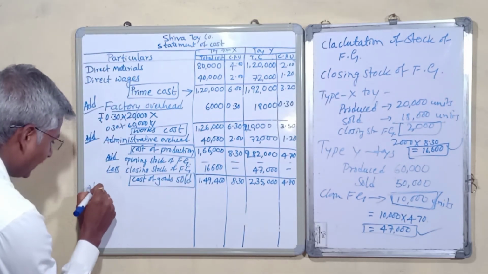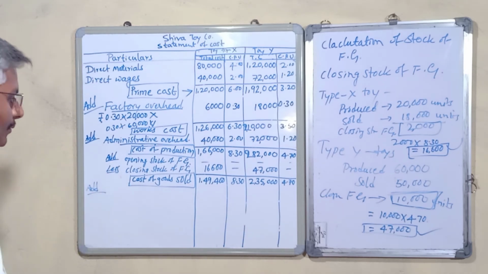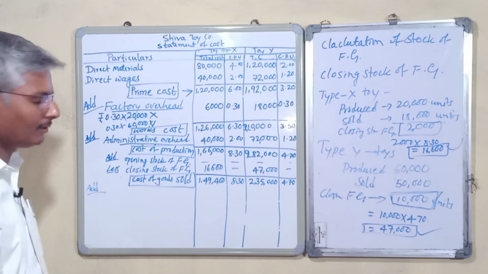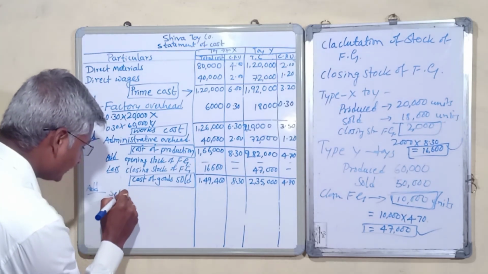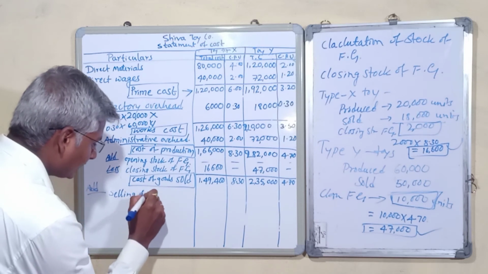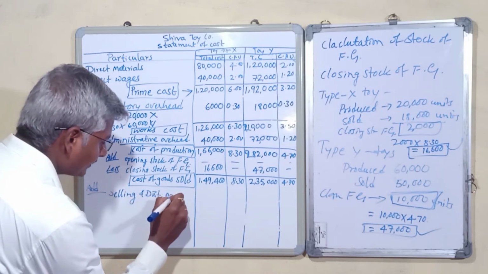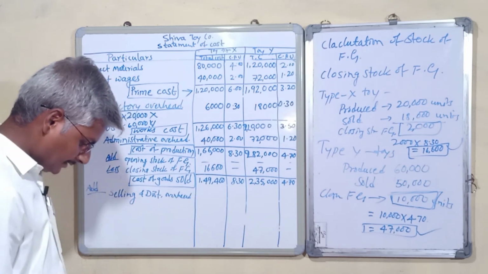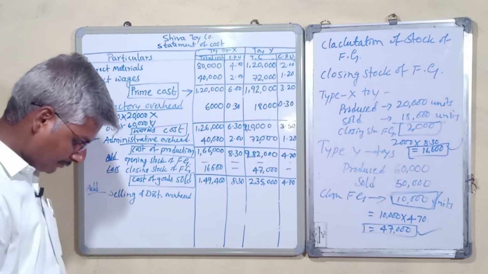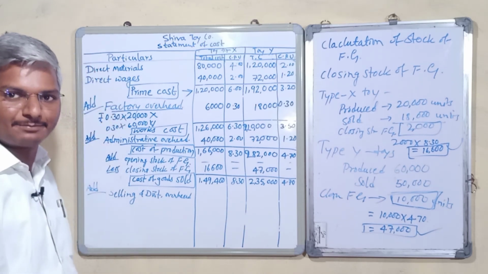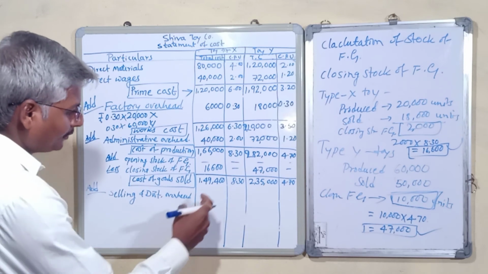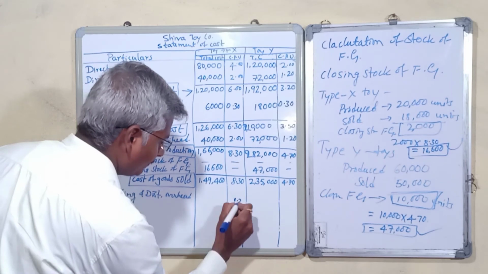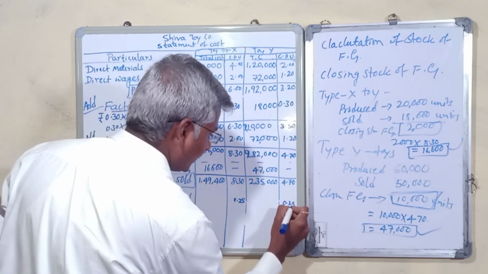Then we need to add one more functional classification of overhead, that is selling and distribution overhead. Regarding selling and distribution, selling cost was 25 paise per toy. They have not mentioned particular types, so we will take for each toy 25 paisa. So 25 paise is 0.25. Here also 0.25.